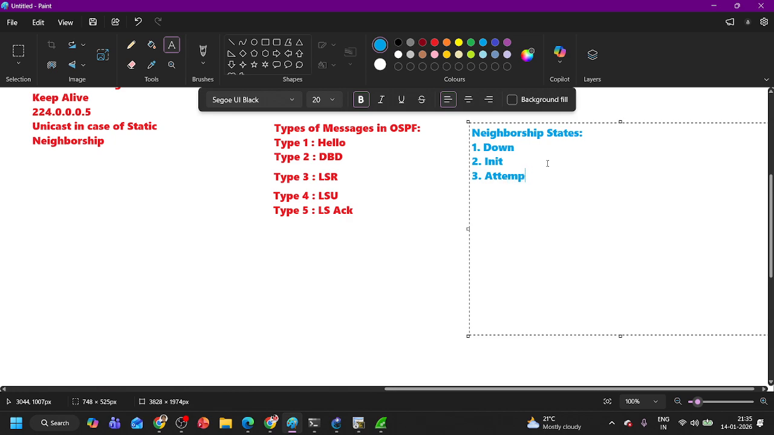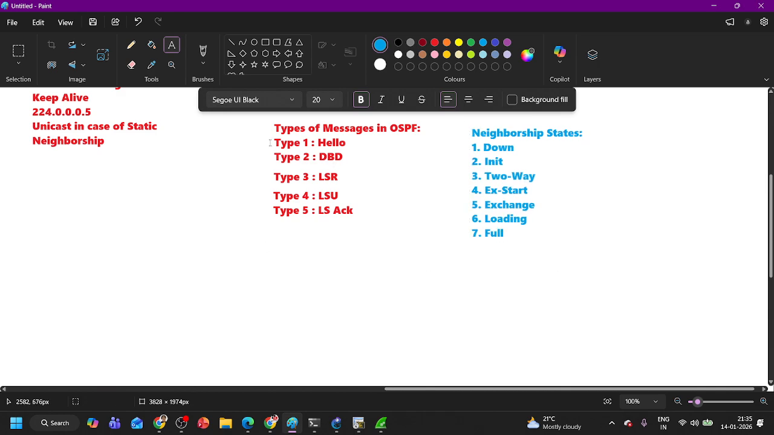Attempt state. For now I can remove attempt, later we can include that. For now, after init, two-way state. Then ExStart state. Then exchange state. Then loading state. And after that, full state. Final state, full state.